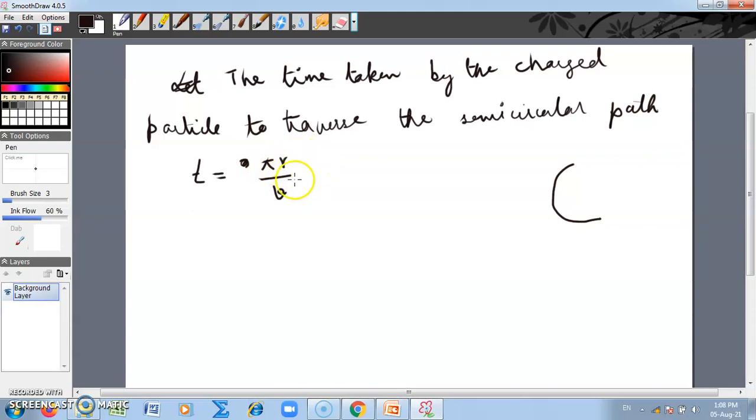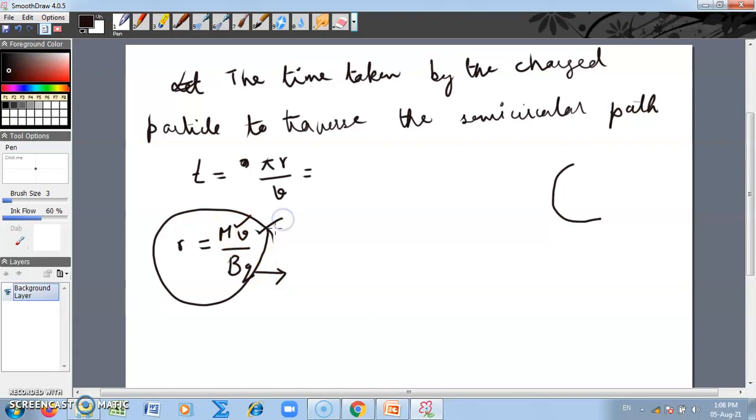But then when a charged particle moves in a circular path, we know what r is. R is the Larmor radius. We know that r is equal to m v by B q. I suppose you remember this. So when a charged particle of charge q and mass m traveling with velocity v moves in a magnetic field B, then its radius is given by this, which is called the Larmor radius.